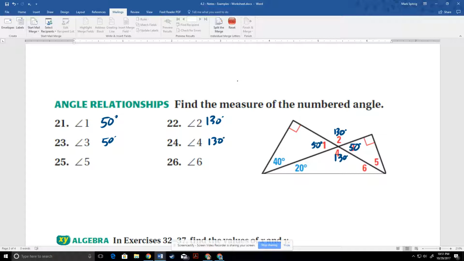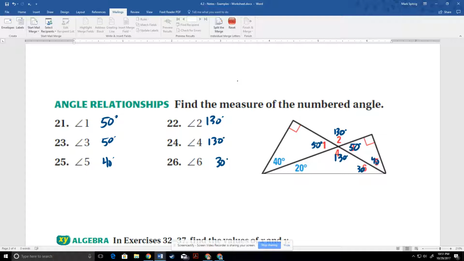All right, then we're trying to find the measure of angle 5, which again isn't so bad because we have a triangle right here, this right triangle with a 90 and a 50, and so we know that this has to be 40 because it has to add up to 180. And then we have the same thing down in this bottom triangle, right? So 20, 130, and 6 have to add up to 180 as well. There are a couple of ways to get 6, but this is probably the most straightforward way. So together this is 150, so it has to be 30.